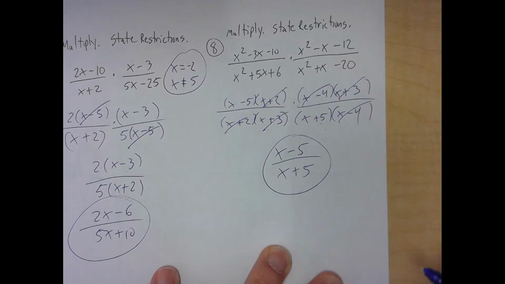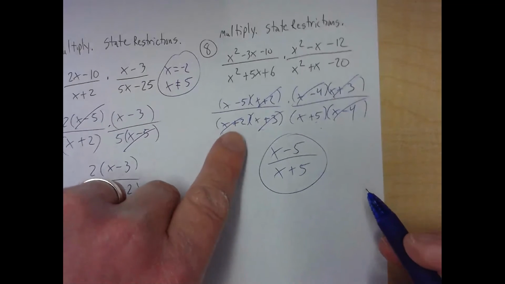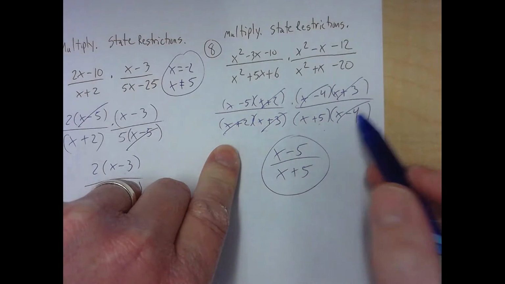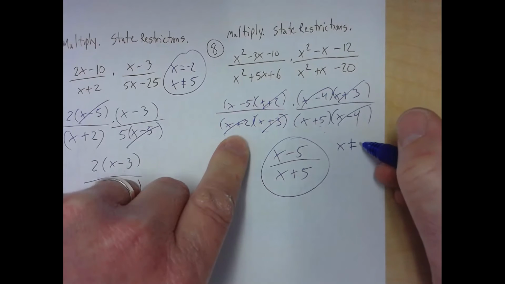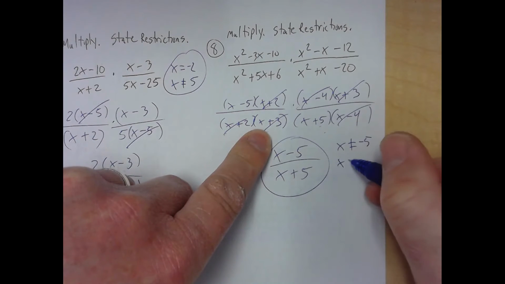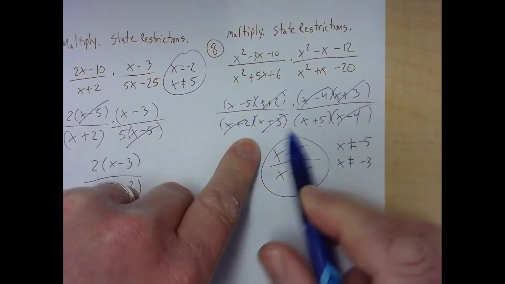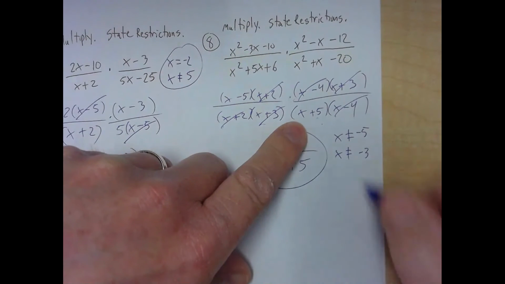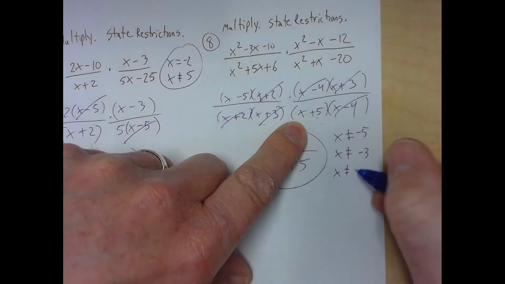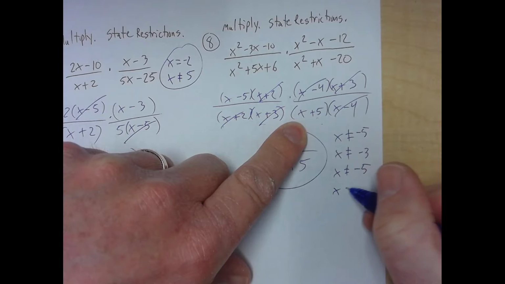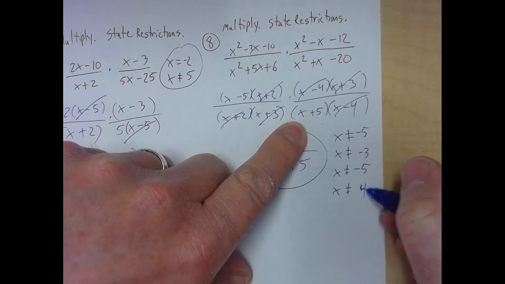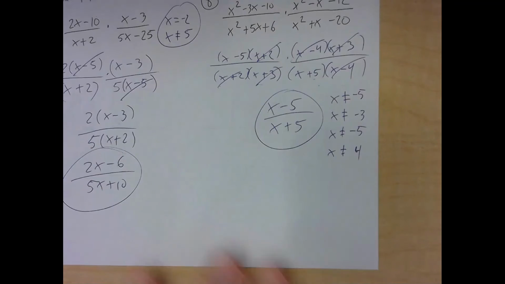Now in my hurry, I forgot to state the restrictions. They come from 1, 2, 3, 4 spots here. So x cannot be negative 2. x cannot be negative 3 because negative 3 plus 3 is 0. x cannot be negative 5. x cannot be 4. So that would be the answer on that one there.